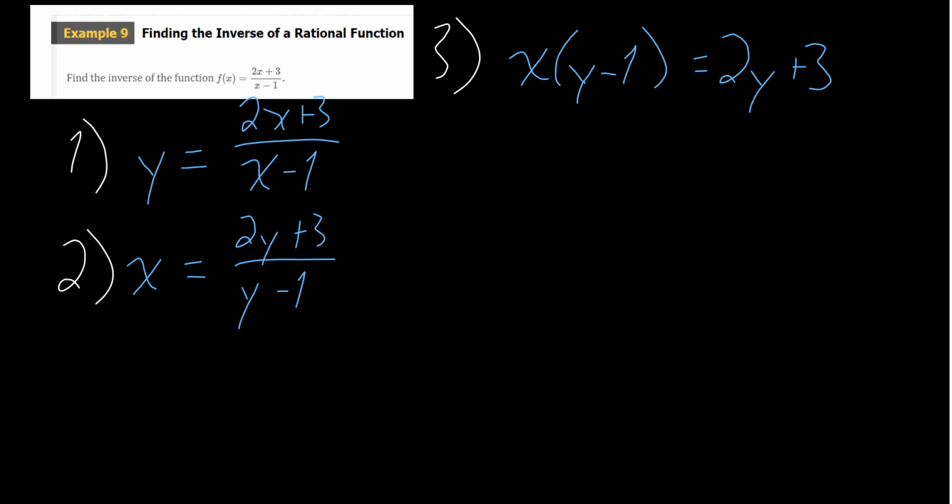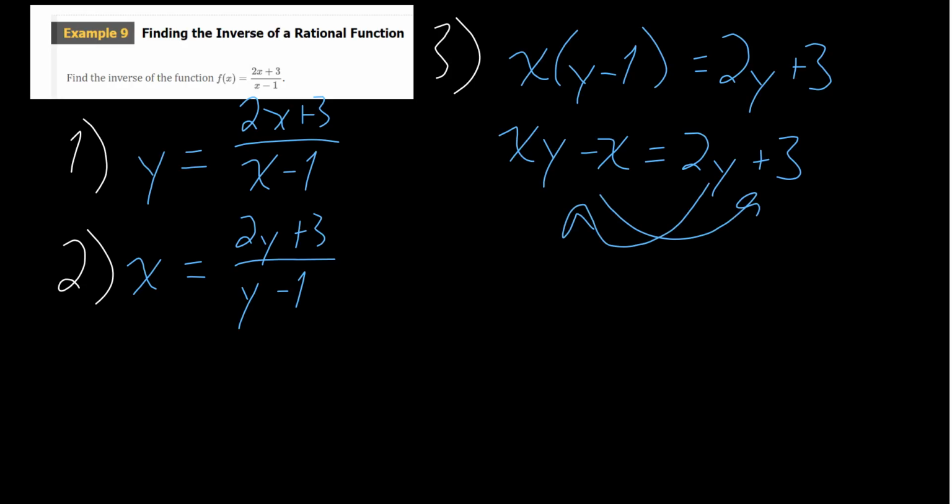Instead, we're going to break down that parentheses. So we're going to say xy minus x is equal to 2y plus 3. That doesn't really get us too far because we still have the y on the left side and the right side. But let's move forward with the end goal of getting the y by itself. So what I'm going to do is simultaneously add x to both sides and subtract 2y from both sides.